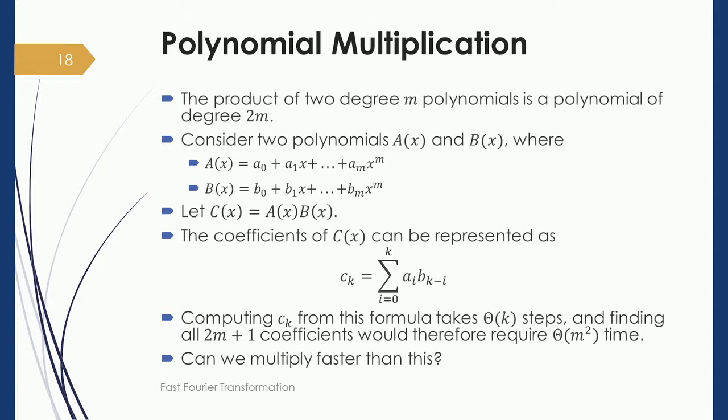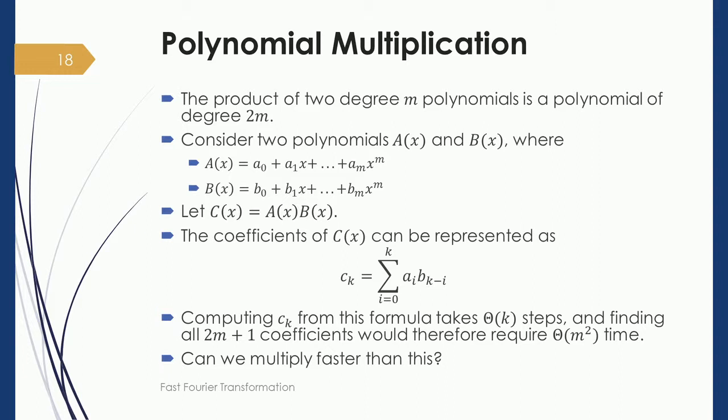And this is because c sub k is the coefficient of the term x to the k, and that can be achieved by multiplying a sub 0, x to the 0 times b sub k, x to the k, a sub 1 x times b sub k minus 1 x to the k minus 1, and so on. And the coordinate products that we have on the right hand side correspond to such combinations. And this formula can be evaluated using theta of k computational steps.